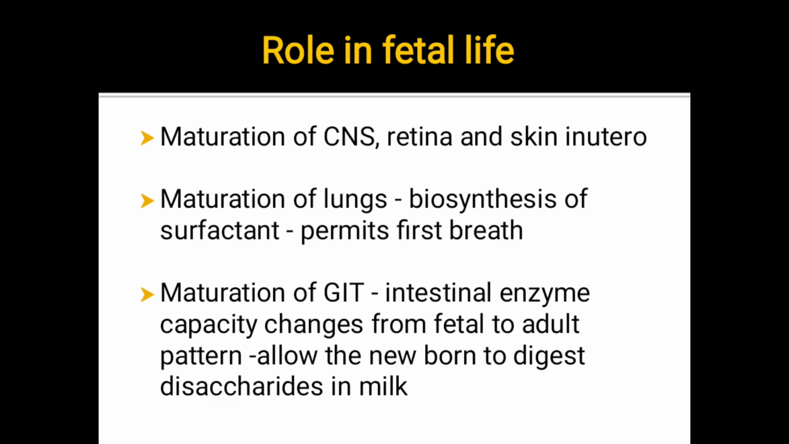Cortisol helps in the maturation of the central nervous system, retina, and the skin in utero. It also facilitates the maturation of lungs by increasing the activity of the enzymes which are involved in the formation of the pulmonary surfactant. This surfactant will lower the surface tension in the alveoli and helps in the proper inflation of the lungs immediately after birth.